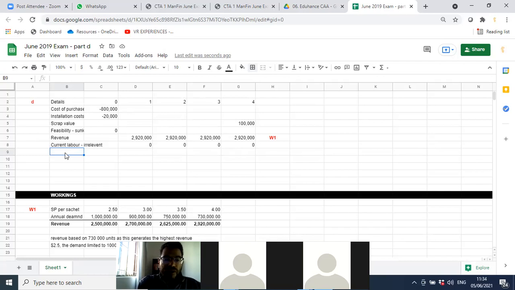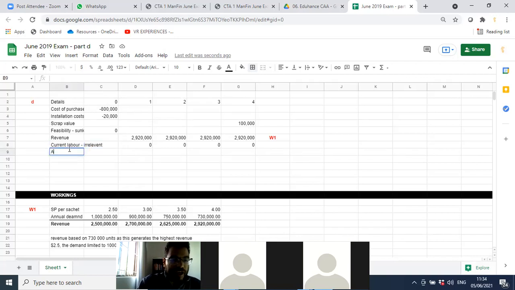What's important to take note of is that you must tell them why you're making it 0. You can't just leave it out. You must tell them. So we're saying it's 0. Why is it 0? Irrelevant. What does irrelevant mean? That whether we go ahead with the investment or not, we're still going to incur these current labor costs. So therefore, it is not relevant in our decision-making process.